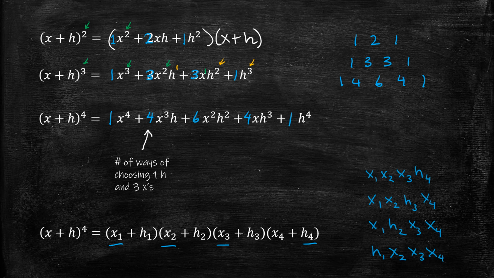And then, not surprisingly, this number here, the 6, is the number of ways of choosing 2 h's and 2 x's. We won't go into that right now, but you could certainly make a list like I did to verify that there's 6 possible ways in which that could happen.